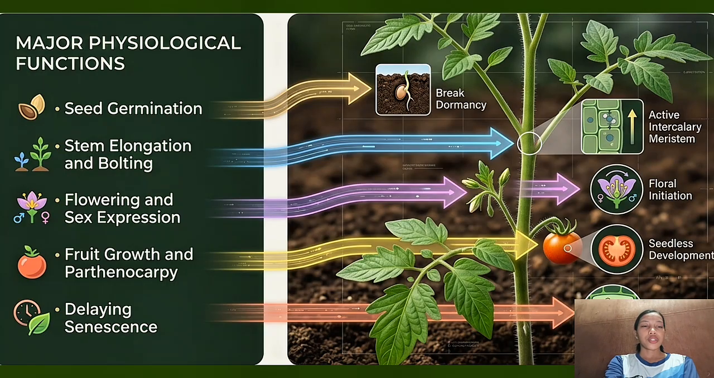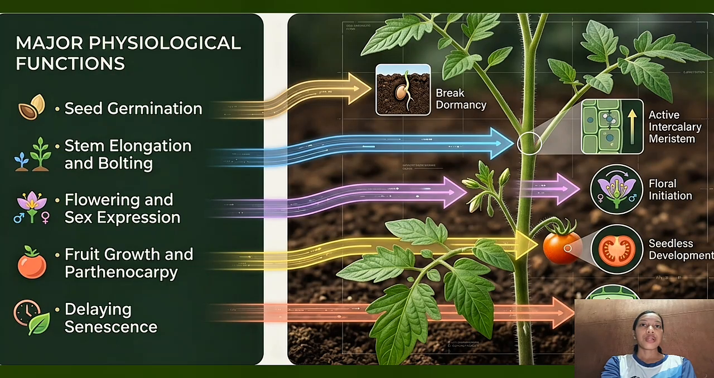The major physiological functions are seed germination, stem elongation and bolting, flowering and sex expression, fruit growth and parthenocarpy, and delaying senescence. The first one is seed germination, a process where a seed begins to grow into a new plant. Plant hormones help break seed dormancy, allowing the embryo to absorb water, sprout, and develop roots and shoots under favorable conditions. The second one is stem elongation and bolting.